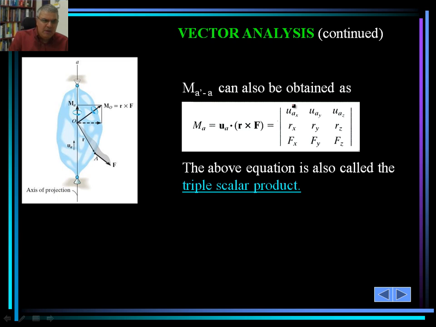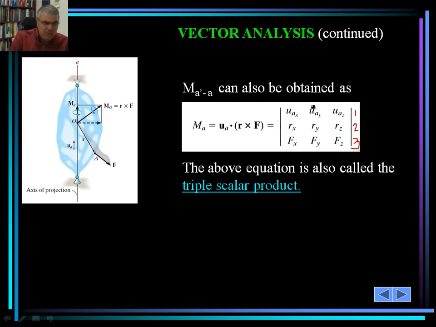Remember that with R cross F, the position vectors are there; instead we are replacing the first line by U sub AX, U sub AY, and U sub AZ. That's the first line. This is line 1, this is line 2, and this is line 3. In the second line, we put the components of our position vector, R sub X, R sub Y, R sub Z. In the third one, we put F sub X, F sub Y, F sub Z.